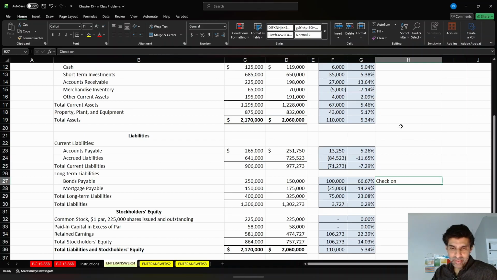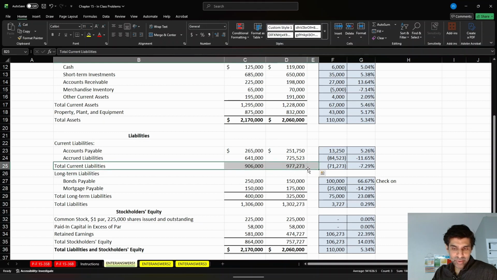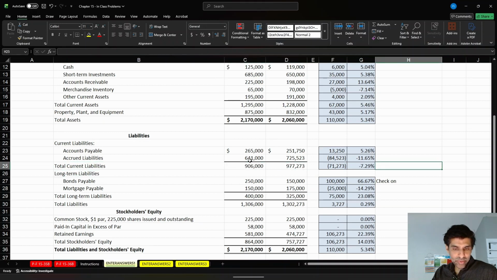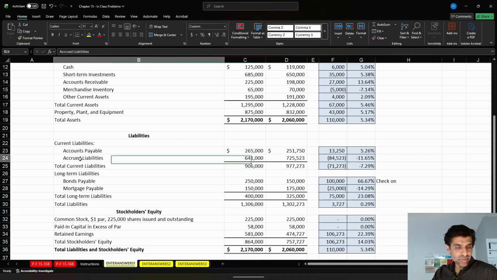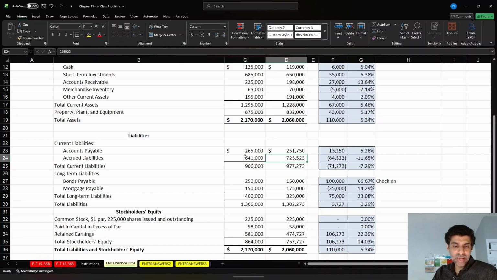Okay, what else do I see here? Well, I can see that my current liabilities went down a lot. Okay, so there's something going on here. Maybe this and this are related. Maybe we paid off these accrued liabilities. We would need to know what this is, right? Maybe this bond issuance is related to this payoff.